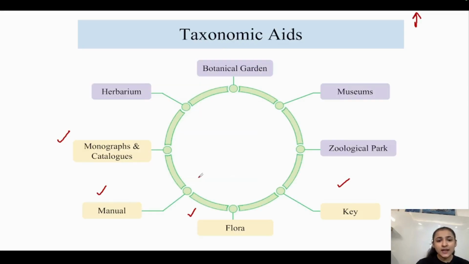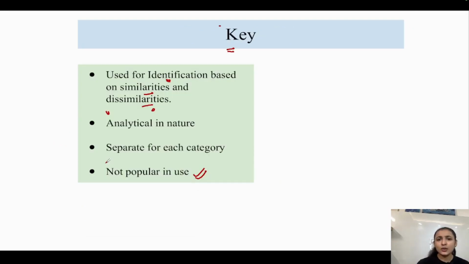So all of these taxonomic aids that we are going to cover in this video, these are book or documentation based kind of taxonomic aids. Now these are certain places where plant specimens or animal specimens are kept. Whereas all these keys, flora, manuals, monographs, all these are books or publications. Okay.